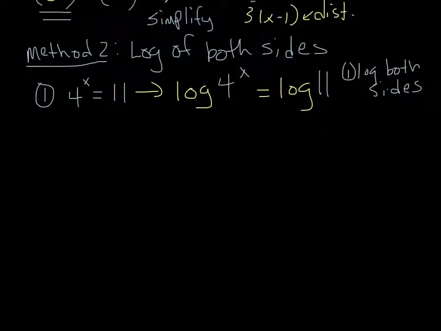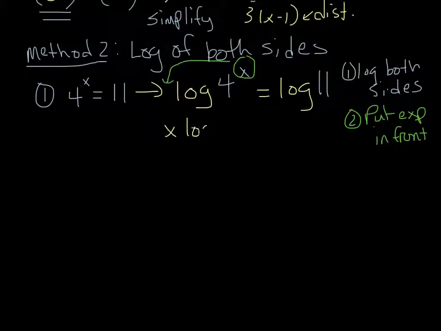Now, I'm going to use what I know about logs. And I know that with logs, this exponent can be expanded and moved down to the front. So my second move is going to be to put the exponent in front. So I will now have x log of 4 equals log of 11, like such. So now there is no more exponent. Yay, that was my problem. I wasn't sure how to get the exponent out of the exponent, and now it's taken care of.